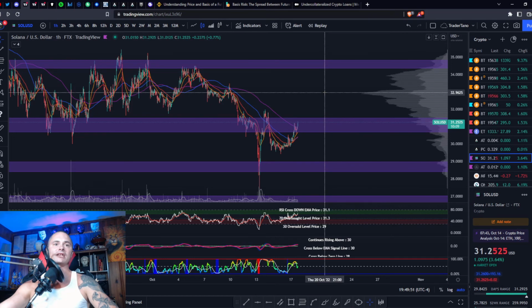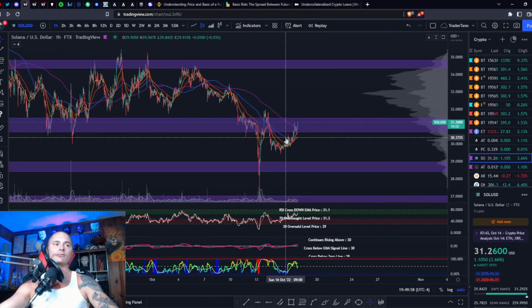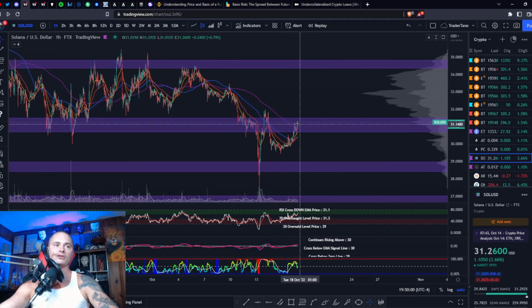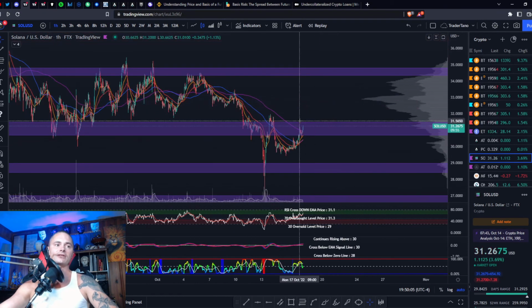I would expect a rejection at the $33 mark, but probably get above that if we can break this last high, because then these moving averages are going to have a multi-crossover and a fan-out confirmation, which is one of my signals in trading. All right, so definitely watch that.